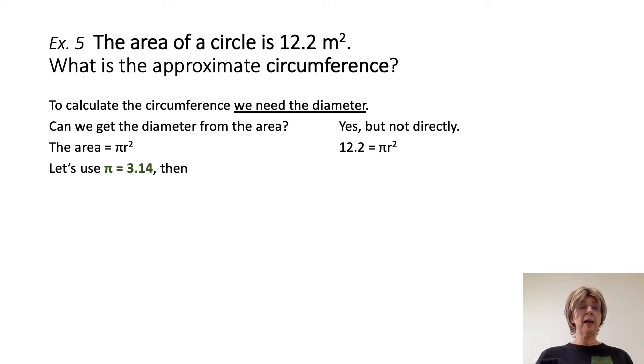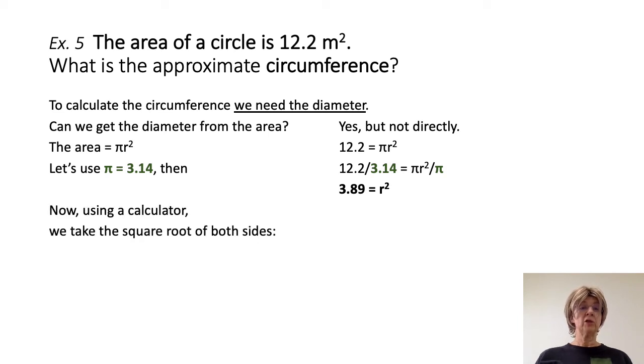So let's use pi equals 3.14. Then we're going to divide both sides by pi. We're going to divide 12.2 by 3.14, which we're using for pi, and we're going to divide pi r squared by pi. And then we see that we get 3.89 equals r squared. So now, using a calculator, we take the square root of both sides, and we find out that 1.97 is our radius.